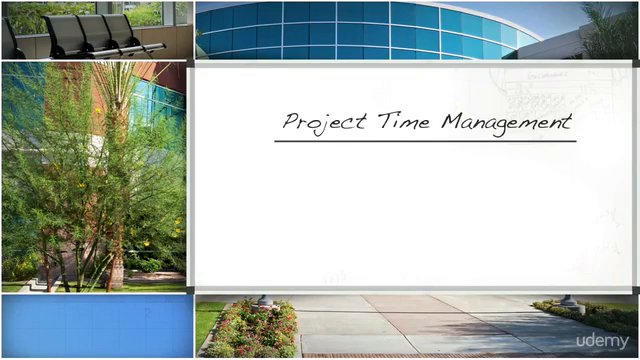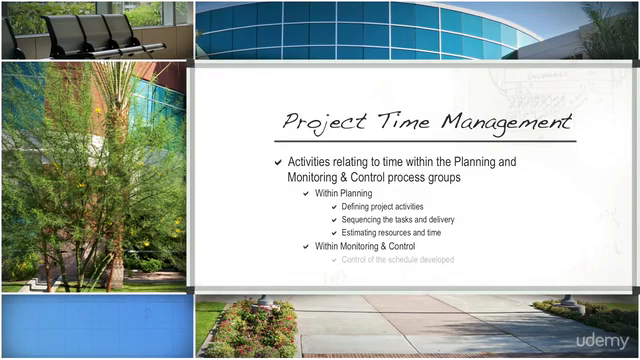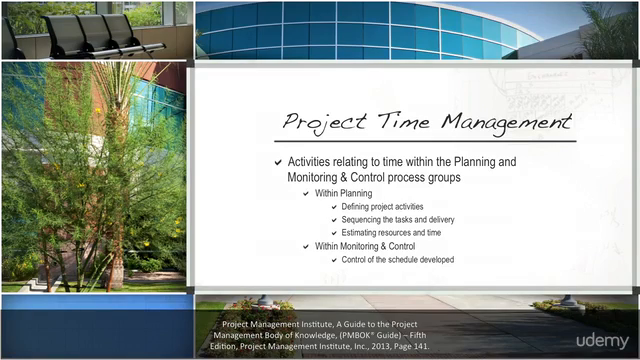The next knowledge area promotes processes pertaining to the time constraint within a project. The majority of the processes relating to time take place within the planning process group. Defining project activities, sequencing the manner in which components of the project will be delivered or worked upon, estimating the number of resources and the duration of time required to perform work anticipated, and developing a schedule by which those activities will take place are among the processes within the time knowledge area. The final process, being the control of the schedule developed, is aligned to the monitoring and control process group.